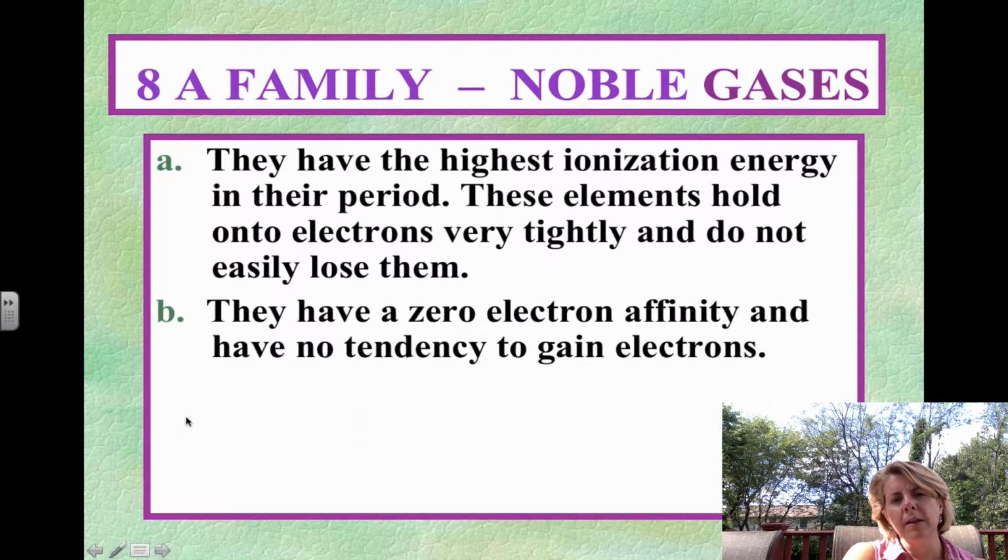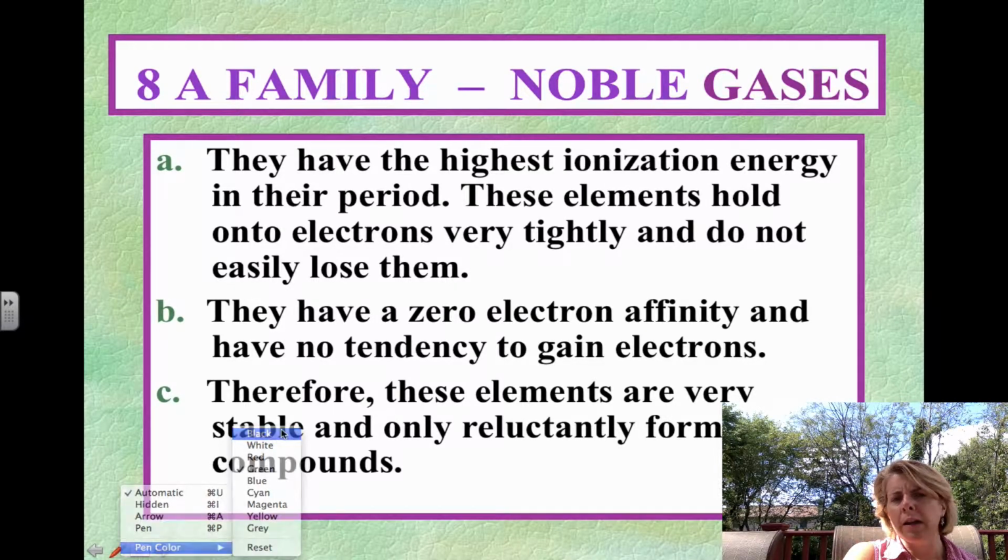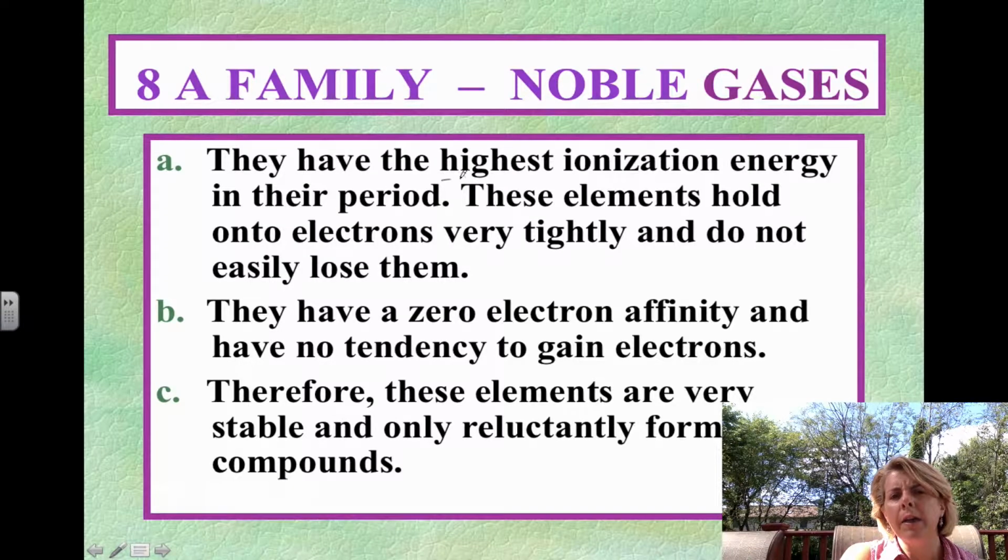Okay, noble gases. You're probably most familiar with them in neon signs. They have the highest ionization energy. They tend to hold on to their electrons very tightly, and because of that, they are not willing to give them up. They have zero electron affinity. They are not interested in acquiring any more electrons. Because of that, they are called noble gases. They're very stable. You have to really put energy into a reaction or perturb those elements in order to get them to react with other elements.